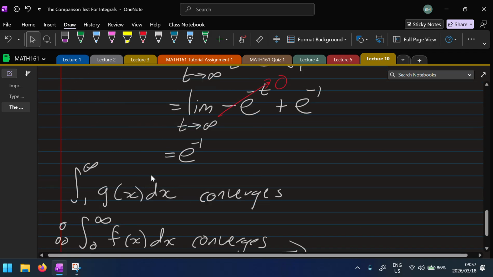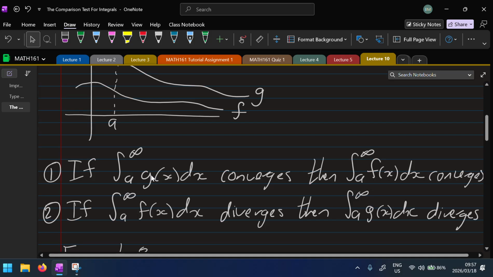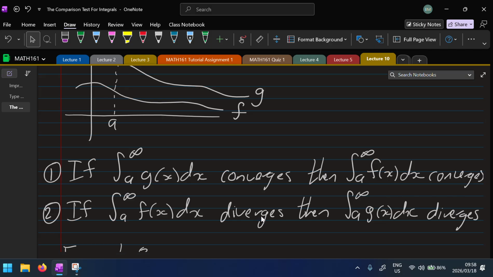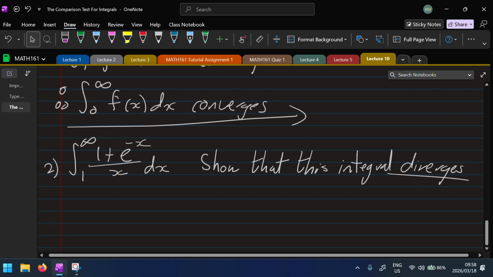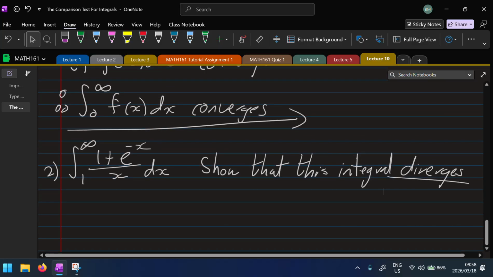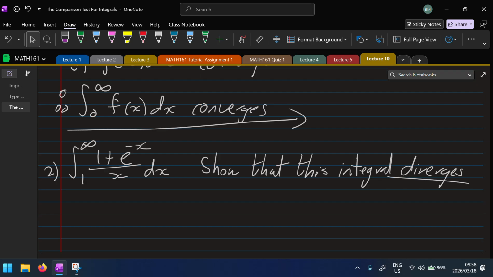So let's go back to those two statements here. We're talking about it diverging, so it must be statement 2. Statement 1 is about converging. The question said diverges, so we look at the second one. So what do we want? If f, that's a smaller one, if the smaller one diverges, then the larger one diverges. What do we want to show? We want to show that this one diverges. So we need to find an f which is smaller that diverges. Make sense? Okay, so this is our g.